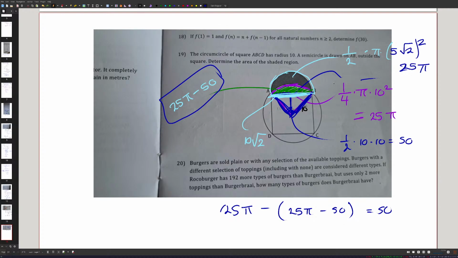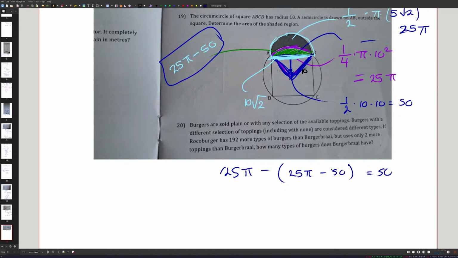Okay. Burgers are sold plain or with any selection of available toppings. Burgers with a different selection of toppings, including none. Why would you buy a burger with nothing on it? A nothing burger. Burgers with a different selection of toppings, including none, are considered different types. If Rocco Burger, is that infringing Rocco Mama's trademark? I don't know. Has 192 more types of burgers than Burger Bry, and Burger King is probably more litigious.